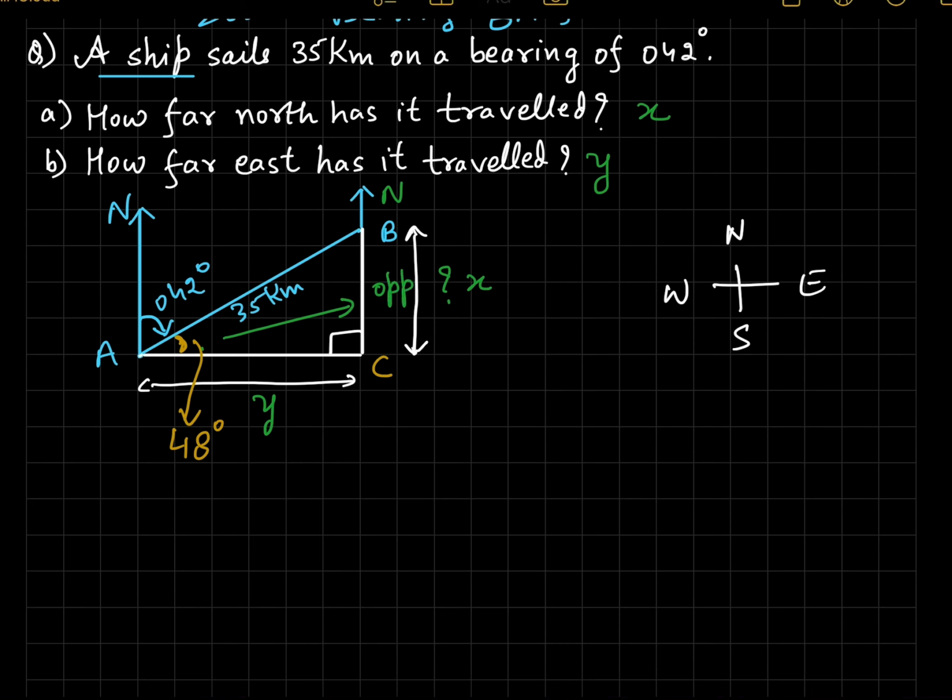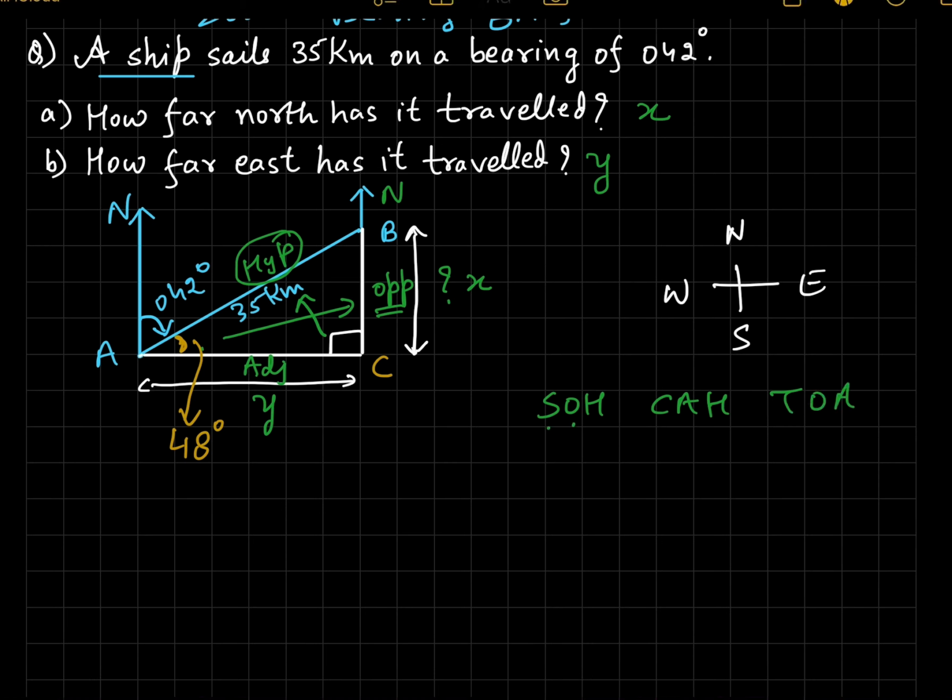And then opposite to the 90 degree angle is my hypotenuse, which is 35 kilometers, and hence this side would be my adjacent side. Clear? Now to find out X, we have opposite and hypotenuse. So which ratio of trigonometry would give me opposite over hypotenuse? I said this is sine. Yes. So sine ratio, see, remember.